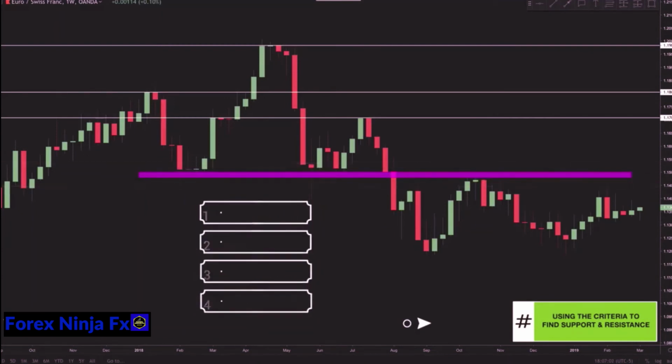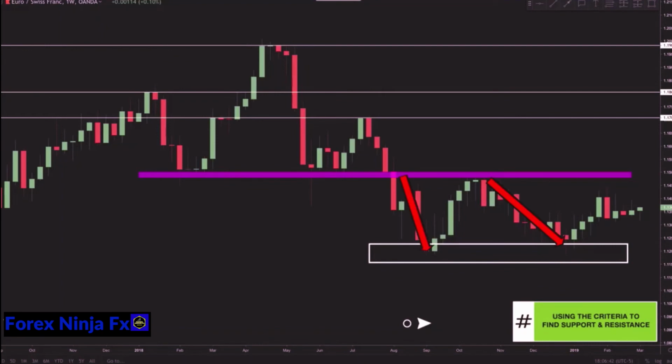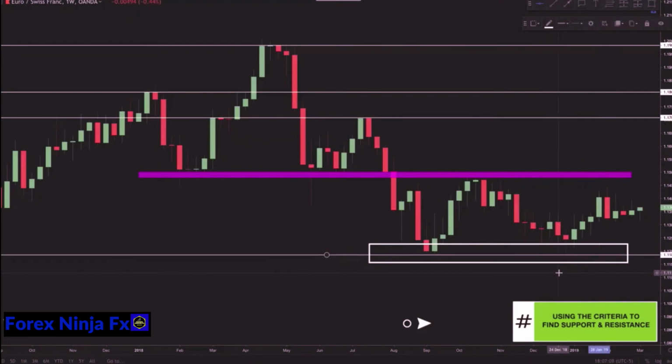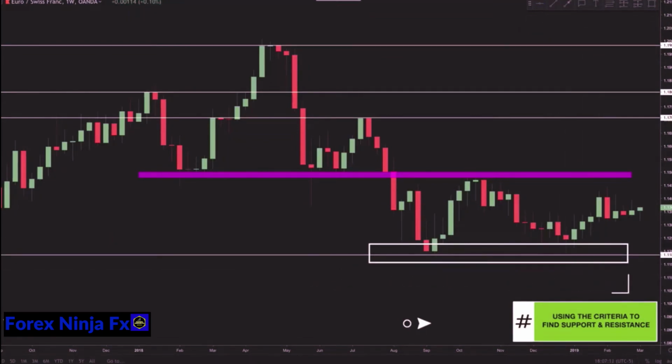So moving on down to our final level. We notice this level here where price came down, hit, and reversed from, so we draw it in. Again, what criteria does this level satisfy?